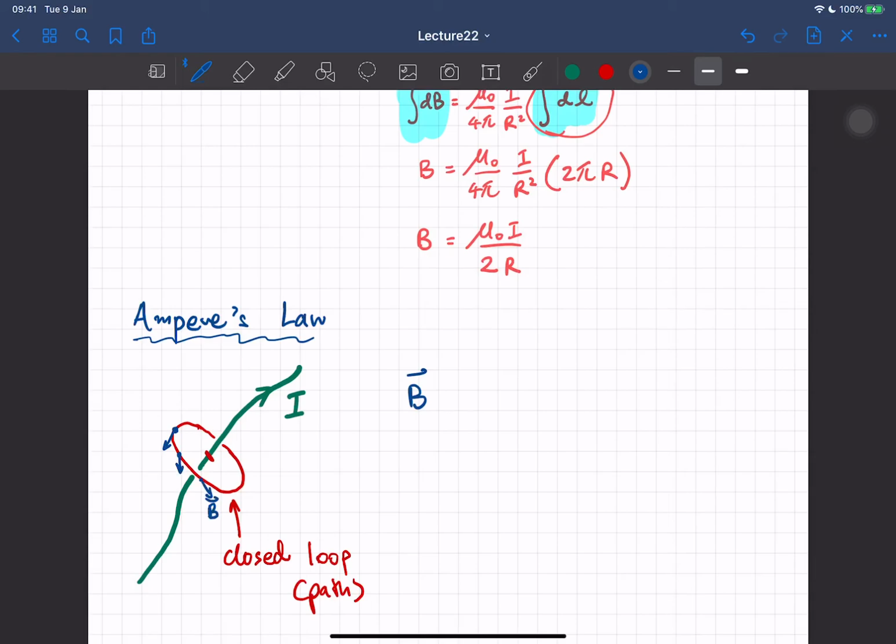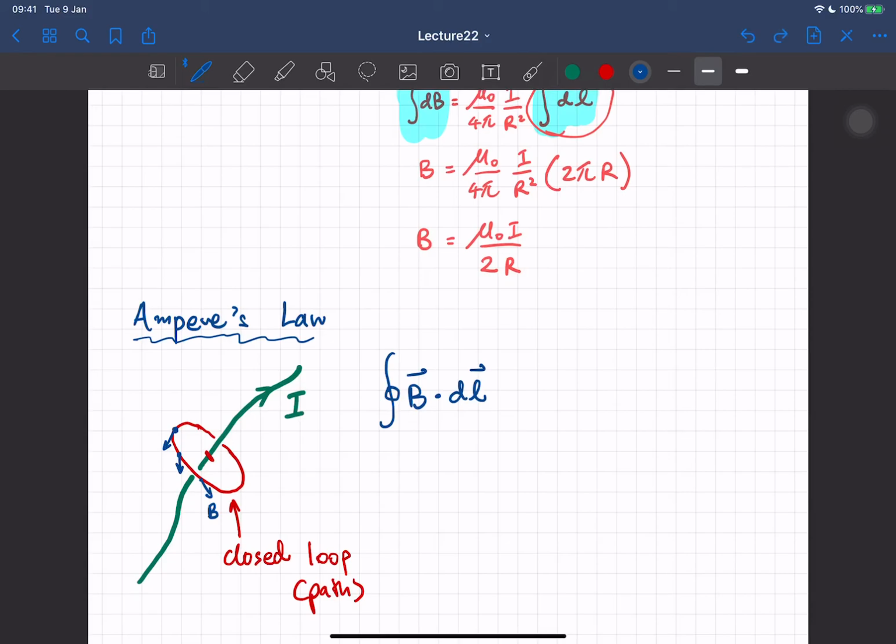No matter what direction the magnetic field is along the path, what you need to do is take the dot product between the B field and a small section along the wire, which is called dl, and you just have to integrate along the closed loop, and that's where this circle comes in.